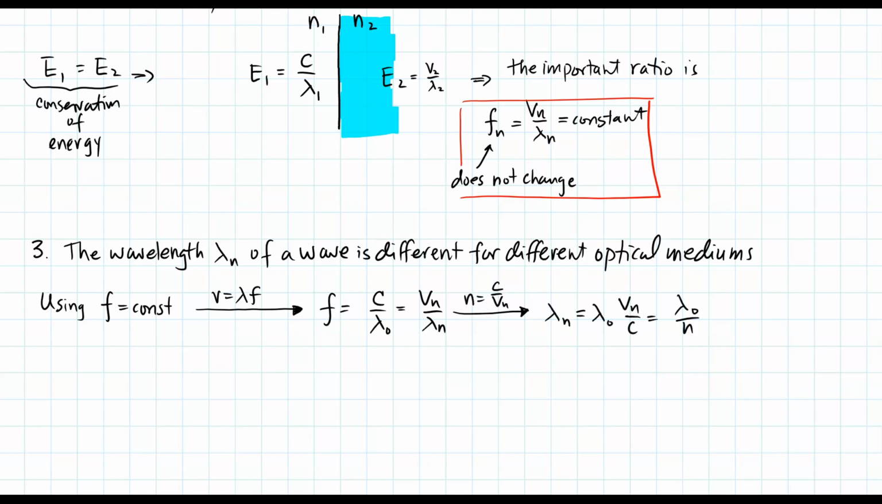If I rearrange this relationship for lambda n, I then get that the wavelength in the index is equal to the wavelength in the vacuum divided by the index of refraction. Now that I have that the wavelength in the index is equal to the wavelength in the vacuum divided by the index of refraction, we can interpret what it means in terms of the index of refraction and the wave speed.